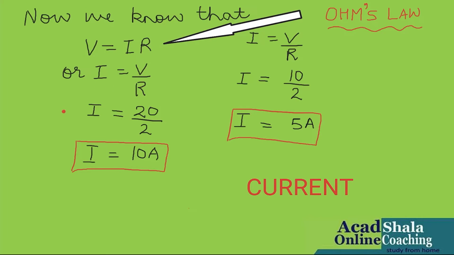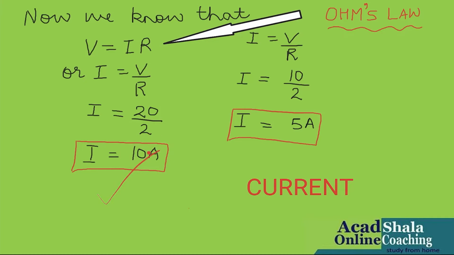What is the value from the first case? Current is equal to, what is this? It was given in the numerical already, 20. So I put up 20. And resistance I have taken out just now, it was 2 ohms, put the value. Please do the simplification. So the current has come out to be 10 amperes.